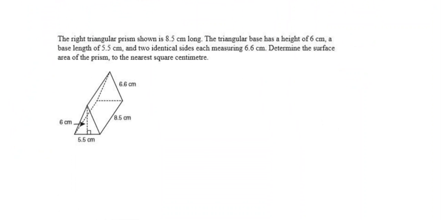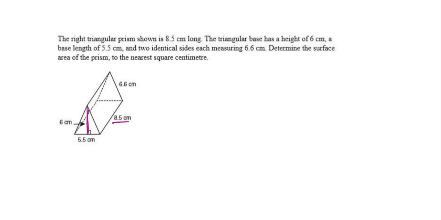Okay. I'm going to get you guys started, and then you guys are finishing, okay? So the right triangular prism shown is 8.5 centimeters long. Okay, so they're just talking about that measurement. The triangular base has a height of 6 centimeters. Okay, so that's this one. And a base length of 5.5 centimeters and 2 identical sides, each measuring 6.6. So this is 6.6 up and down. Determine the surface area of the prism to the nearest square centimeter.